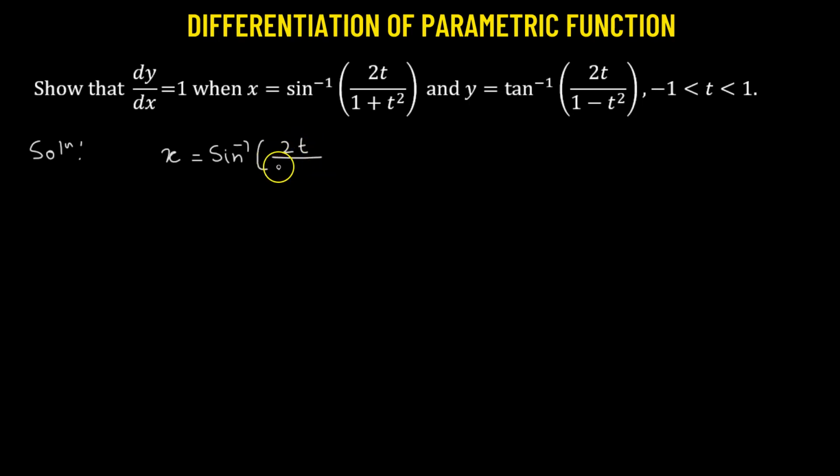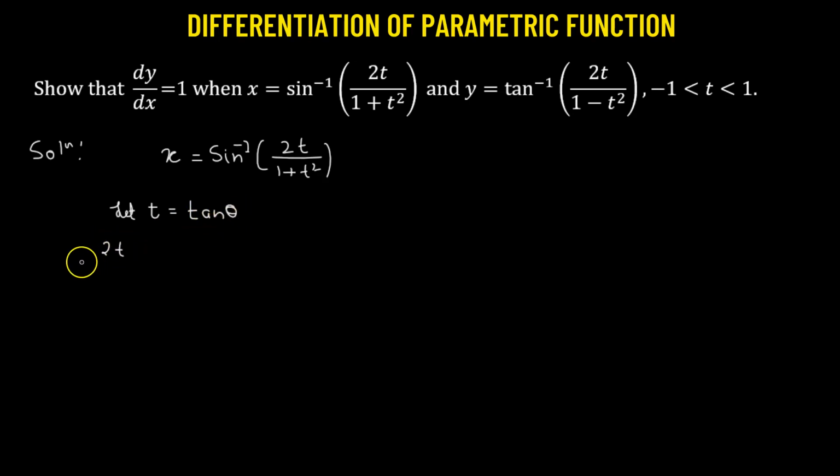divided by 1 plus t squared. Now what we have to do is find the derivative of both sides with respect to t. But before that, we'll try to simplify our inverse sine function by making a trigonometric substitution. So let's make the substitution. If we take our value t to be equal to tangent of theta, then let's work with that.